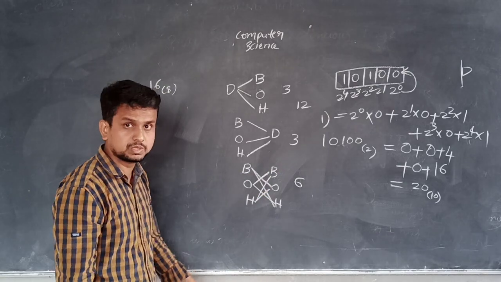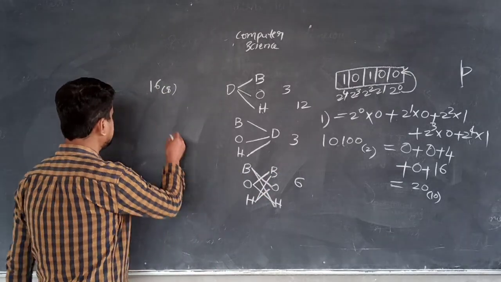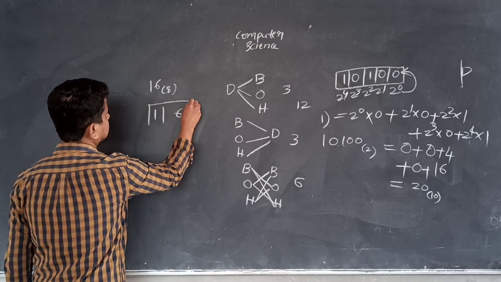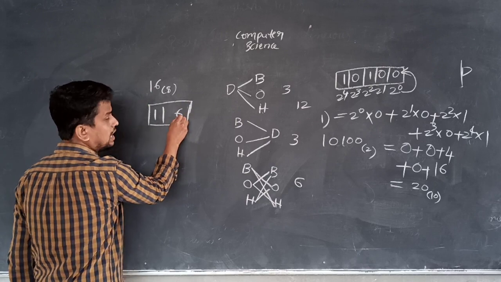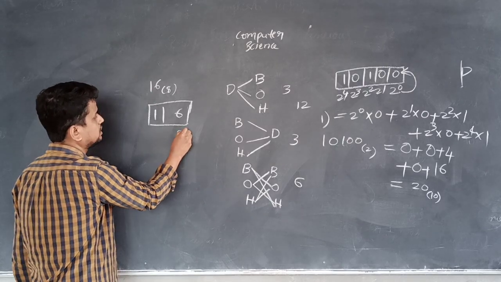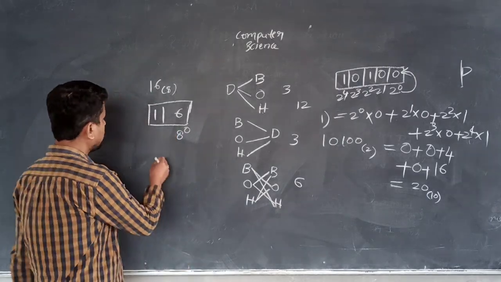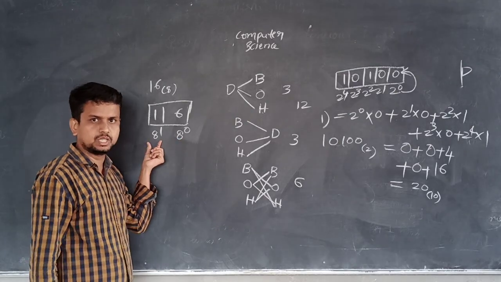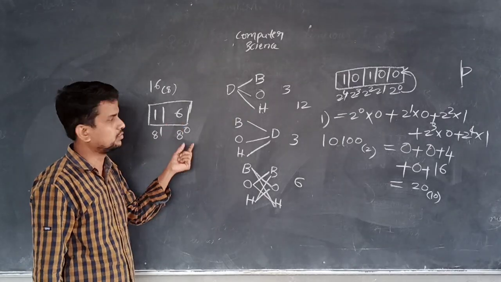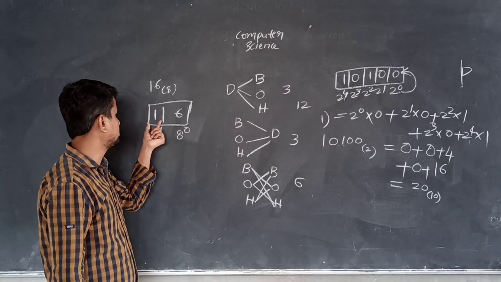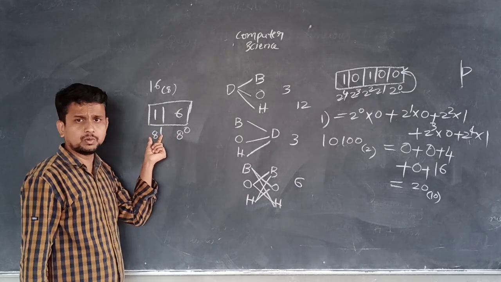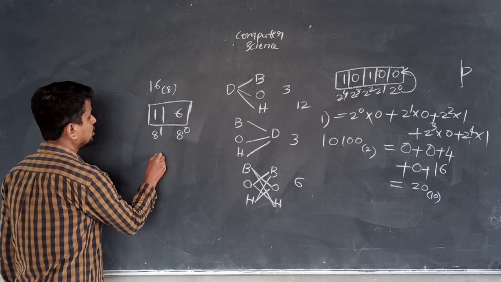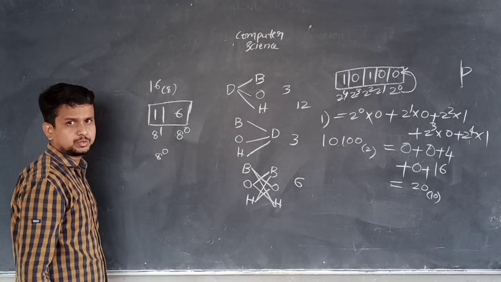So what are the steps? Multiply each octal digit. I am taking 1 6. In this 1 6, 6 is the octal digit, multiplying by its positional weight, 8 power 0. So 1, 8 power 1. 8 power 0 and 8 power 1 are the positional weights of the octal number system. For this digit the positional weight is 8 power 0, for this digit the positional weight is 8 power 1. Now the first step is finished.